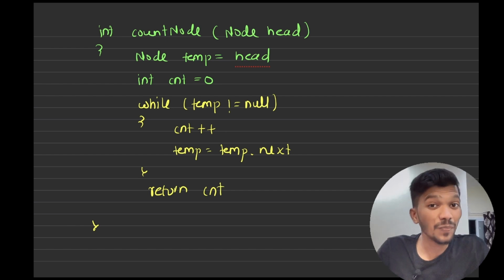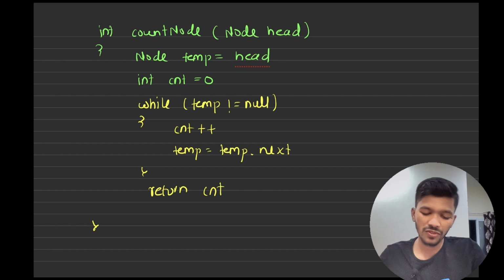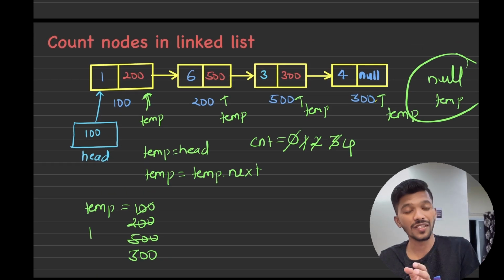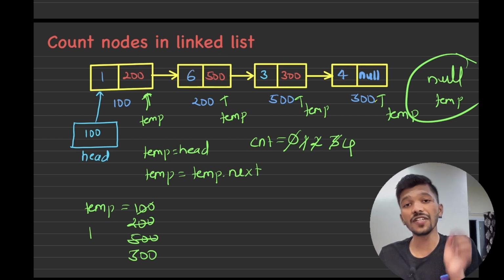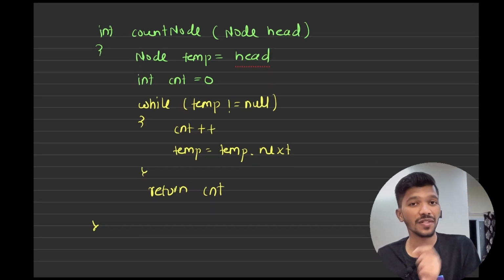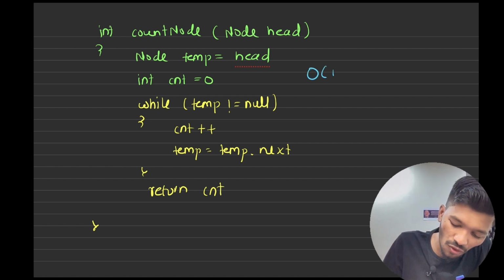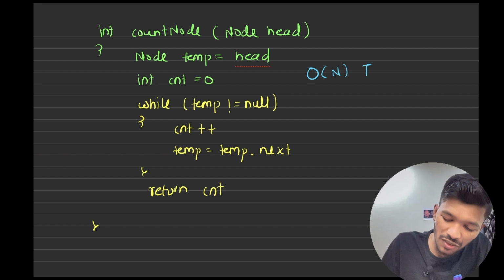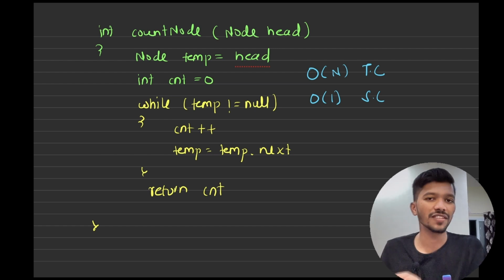So this is a simple code. Now what will be the total time complexity of this code? If you observe carefully, we are moving through each node of our linked list. We are traversing every single node present in our linked list. So if there are n nodes present in my linked list, the total time complexity of my code will be big O of n. Now what will be the space complexity? Space complexity would be big O of 1, because we are not using any extra space to count the total number of nodes present in our linked list.